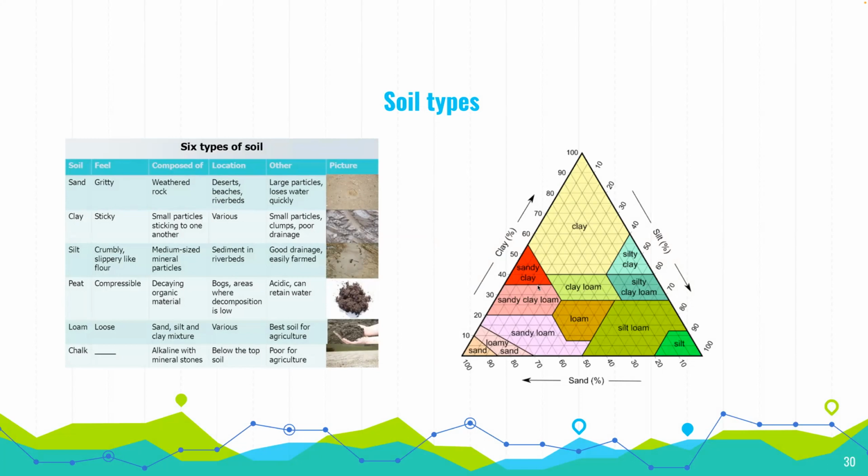And here's a chart. It's the 6 types of soil. So sand is what you would find on a beach. It's very gritty, mostly sandy particles, and basically it's weathered rock. Then there's clay. This is very smooth because of how small the particle size is, and it's kind of sticky. This can be found in a lot of places. And then there's silt, which is very slippery.